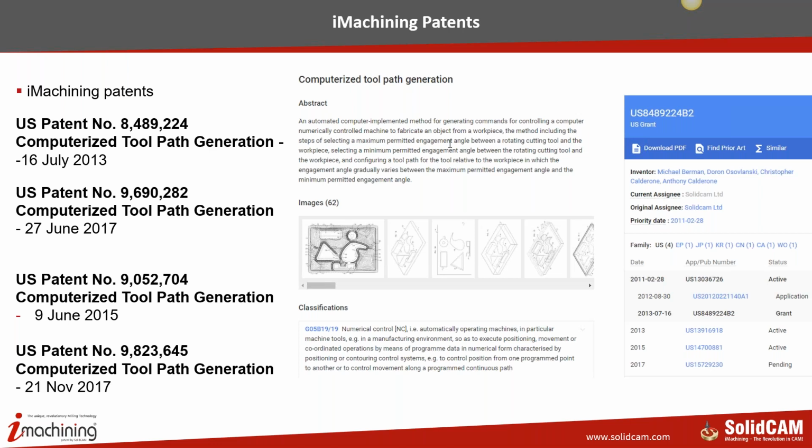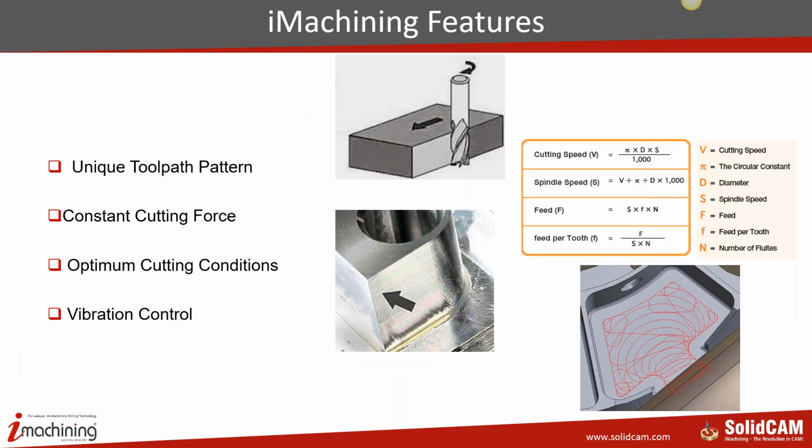Okay, so the entire thing that I showed you, ACP, morphing spirals, technology wizard, all those things are basically patented in SolidCAM. Right, so if I summarize the features of iMachining, we have got unique toolpath pattern, constant cutting force, that's our USP, optimum cutting conditions determined by the technology wizard, and we have got vibration control inbuilt into the product. It predicts vibration and we can take care of it. I'm going to show that when we go into the product.